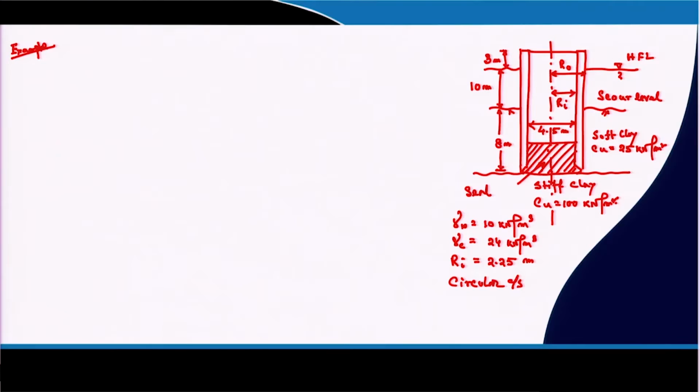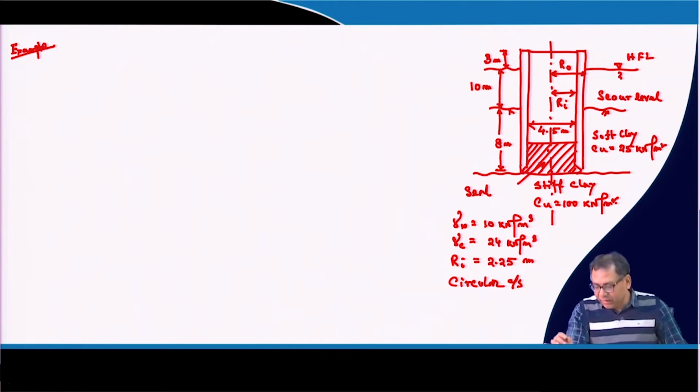So, last class I discussed how we can determine the thickness of the concrete seal for the open well, and I was discussing one particular example problem. In the example problem, it is a circular cross section, and the grip length is 8 meter. The well is passing through a soft clay layer whose Cu value is 25 kilonewton per meter square, and resting on a stiff clay layer whose Cu value is 100 kilonewton per meter square.